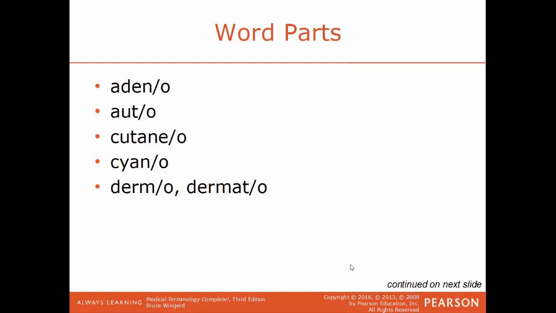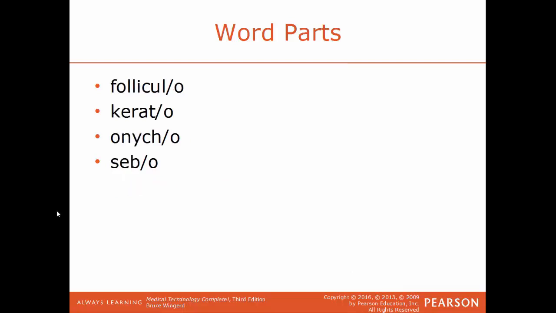Cyan or cyano is a reference to a bluish color. The root word cyan is actually a shade of the color blue. So it's a good indicator that someone is not receiving enough oxygen, so they become cyanotic, so they are turning blue. And the last one on here, dermo or dermato, is also a reference to skin.